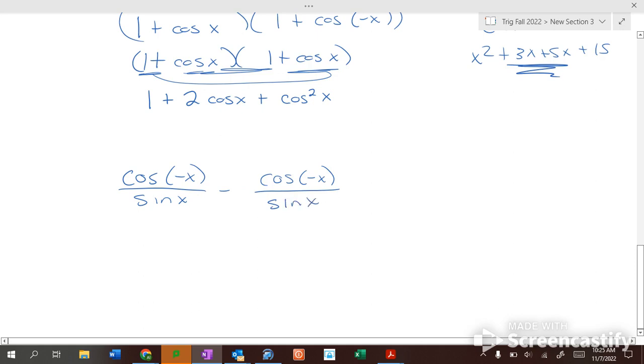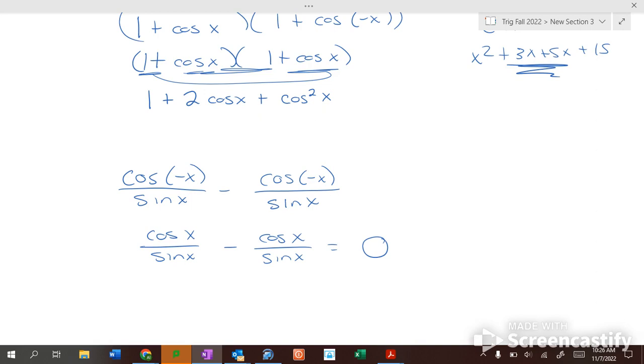Cosine of negative x, let's leave it. Cosine of negative x over sine of x minus cosine of negative x over sine of x. What's cosine of negative x? Cosine of x. What's cosine over sine minus cosine over sine? 0.